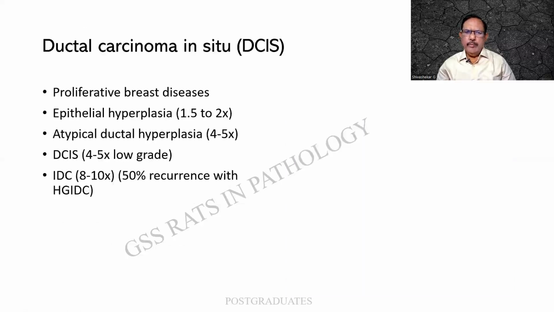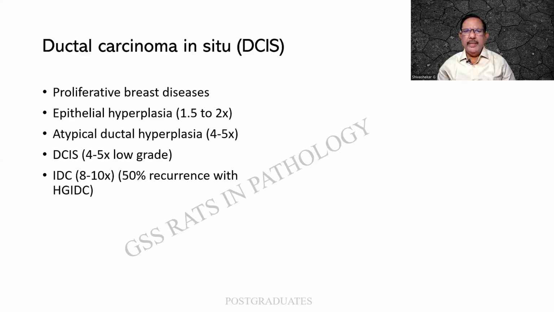This is one of the most important things, the ductal carcinoma in situ. In situ means in position. Now, this can happen in proliferative breast diseases. Normally, there are the various sequences, epithelial hyperplasia. There is simply a multiplication of the epithelium in which the malignant transformation risk is 1.5 to 2 times alone.